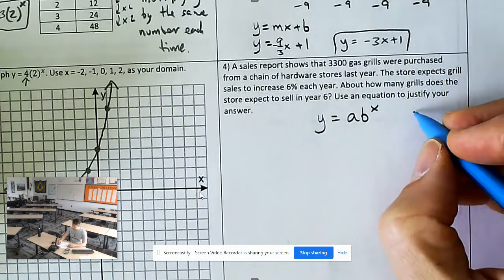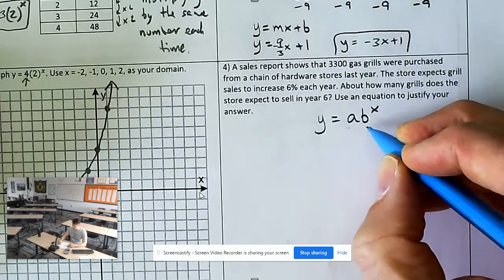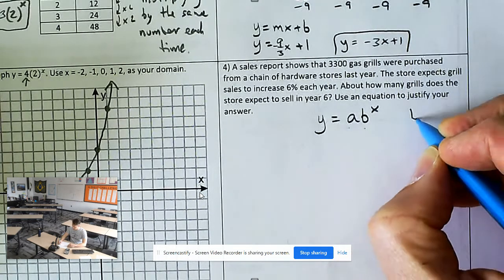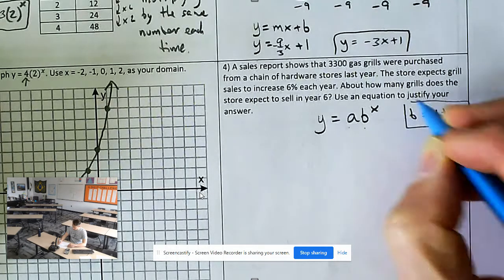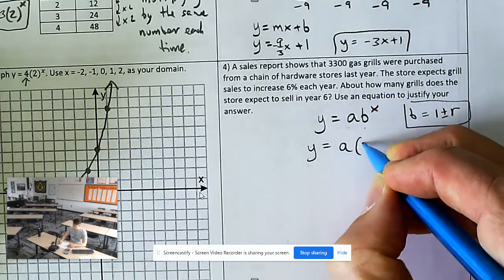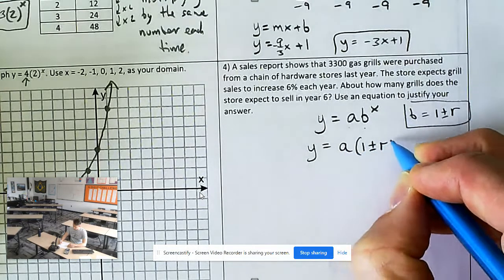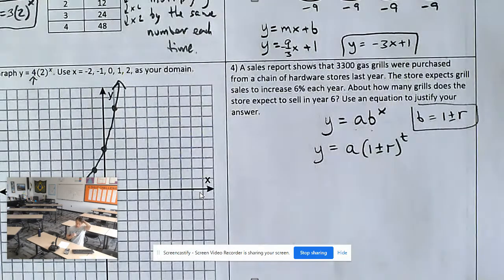But very often, B is expressed as a percentage. A is still your initial amount, B is your growth factor, but B can often be written as 1 plus or minus a certain percent. So my equation then becomes y equals the initial amount times 1 plus or minus a certain percent to the power of t, which stands for time. So that's what the equation often looks like. It's the same equation, just that B takes on a slightly different form. And we use t for time usually.